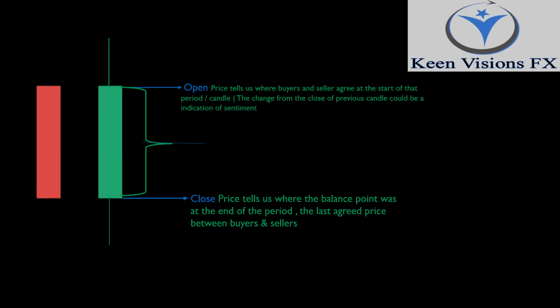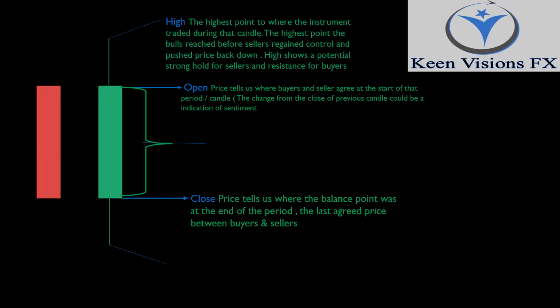Next up, we have the close. Price tells us where the balance point was at the end of the period, the last agreed price between the buyers and sellers. Now we're going to be looking at the high. The high is going to be the highest point to where the instrument traded during that candle, the highest point that the bulls were able to reach before the sellers regained control and pushed the price back down. The high shows the potential stronghold for the sellers and a resistance area for the buyers.